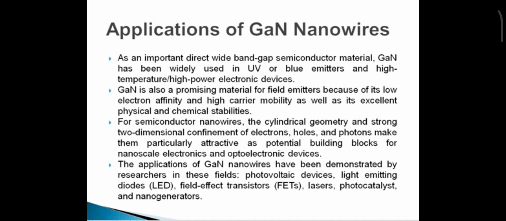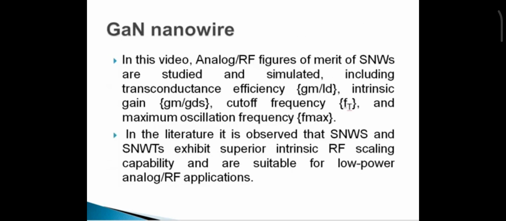In this presentation, I will discuss only one application of gallium nitride, that is the field effect transistor based structure. Let's start the analog RF performance analysis. In this video, analog RF figures of merit of silicon nanowires are studied and simulated, including transconductance efficiency, Gm by ID. Gm is the transconductance and ID is the drain current. Intrinsic gain, Gm divided by GDS. GDS is the output conductance. Cutoff frequency Ft and the maximum oscillation frequency Fmax.